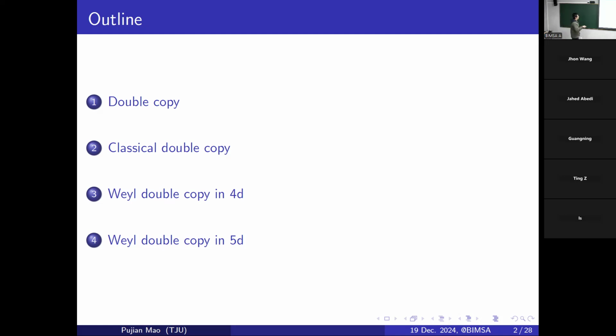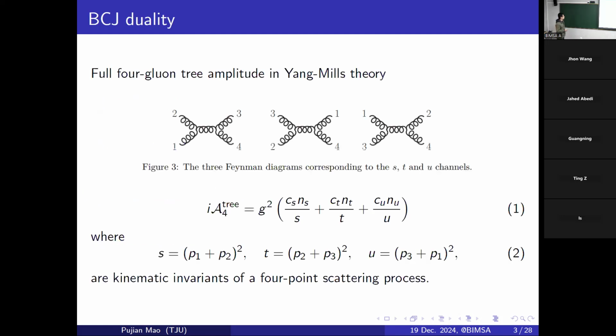And then there are two realizations of classical double copy. One is based on the Kerr-Schild form. Another is the Weyl double copy, which is what I'm talking about. I will also give a short review of the 4D case, of how much people already know, and then our new contributions about the 5D Weyl double copy.